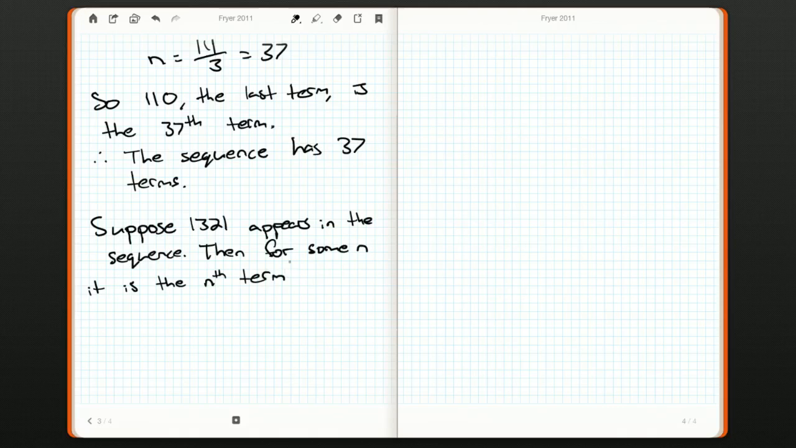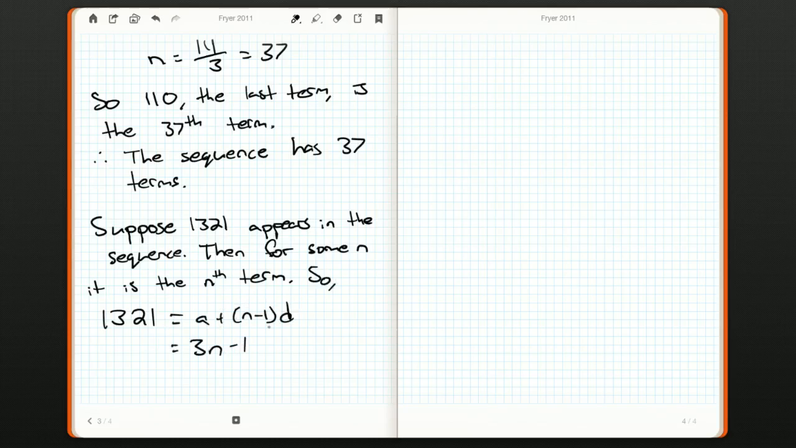Then we can find some integer or positive integer n so that 1321 is the nth term in the sequence. Now, if it turns out that we can't find such an n, we'll know that our assumption that 1321 appears in the sequence is false. Right? If we assume it's the nth term, let's try and find out what n is.